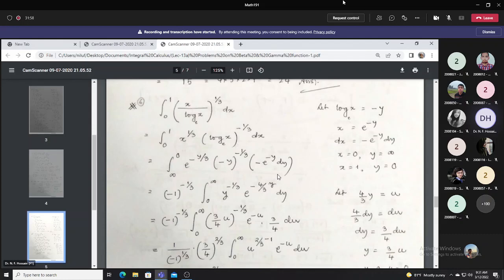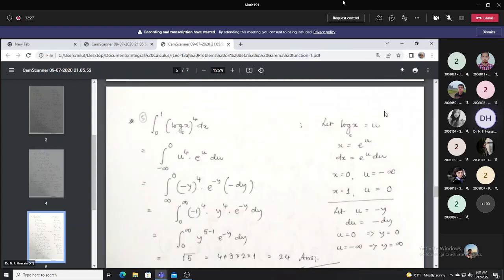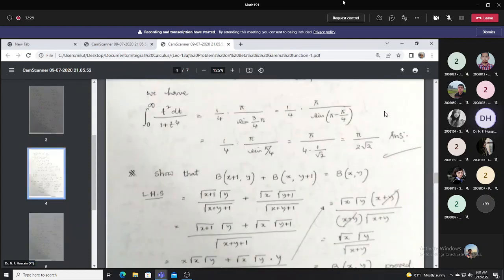Okay. If you take log x equal to another variable, definitely there will be e to the power something. And we need a negative variable as a power of e. That's why we have taken log x equal to minus y. Because if you do not take a negative variable here, minus y, you should have another substitution, just like the previous one.